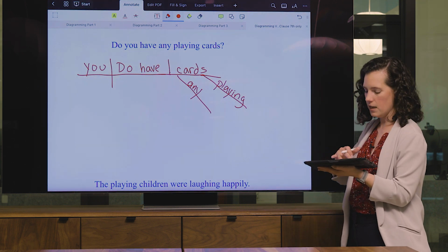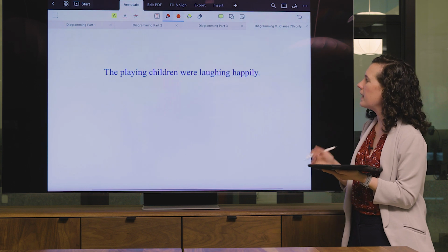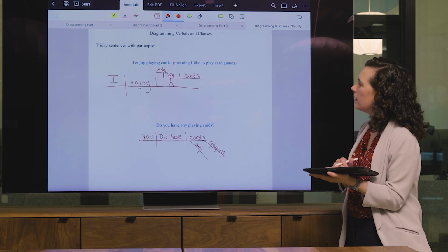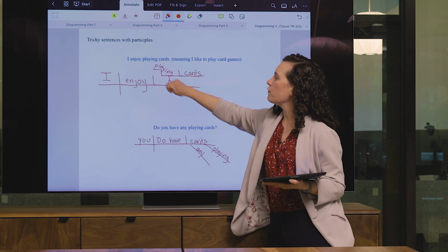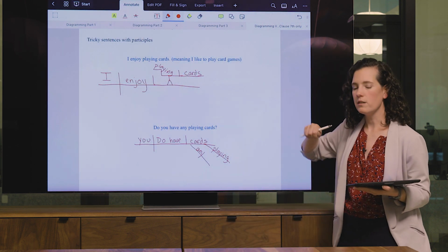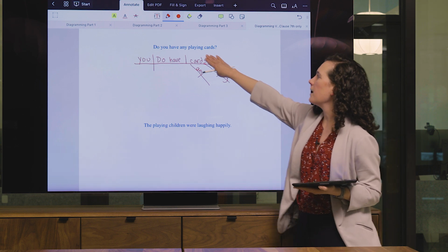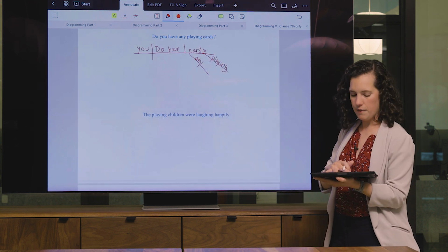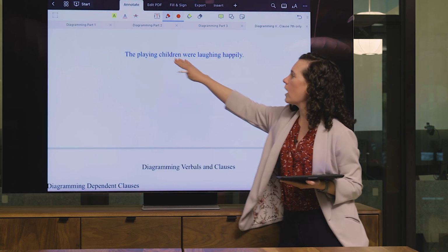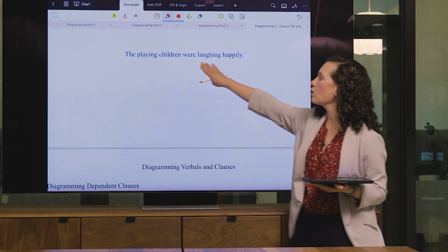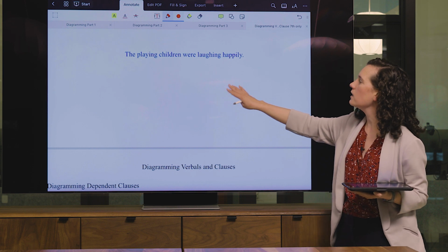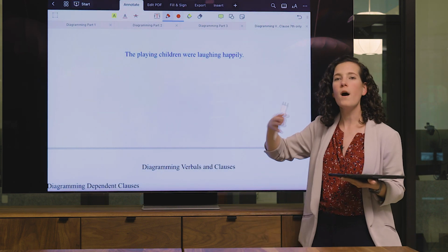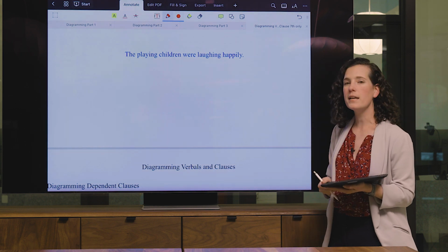This sentence down here uses playing as an adjective, so it's a participle. This is playing as a verbal that's a noun, so it's a gerund. This is playing, not meaning the word to play, just a regular adjective. This is playing, describing the children, but the children are doing this action. The playing children were laughing happily. So playing is describing what the children were doing, so it's a participle.